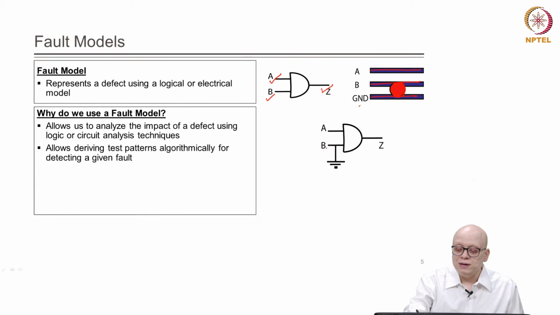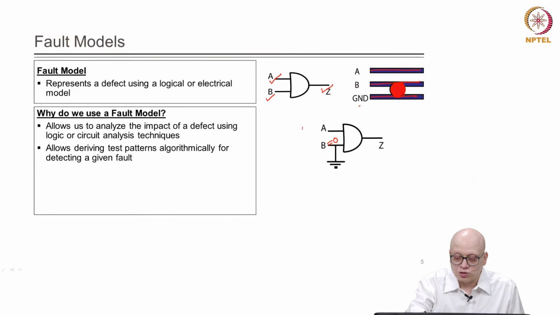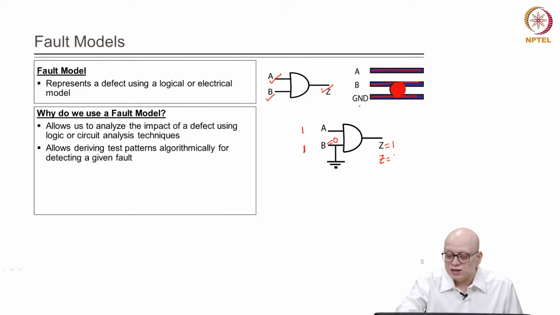Now, suppose this B line was grounded, right, B line was grounded or B was stuck to 0. Now, if we apply a test pattern, say A is equal to 1 and B is equal to 1, for a good circuit we expect that Z is equal to 1, right. But if this line B was stuck to 0, the value that will be produced at Z will be 0, right. So, we can say that A is equal to 1, B is equal to 1 is a test pattern, right.